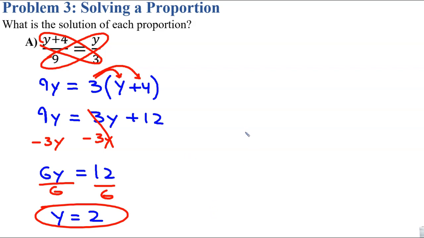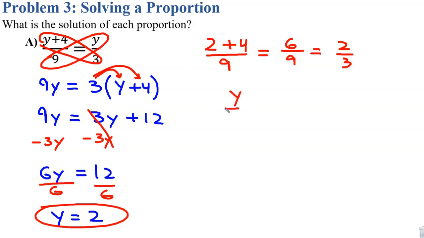Okay, I can always check and make sure that works. If I take the left side of my equation and go 2, which is the 2 I found, plus 4 over 9. Okay, so replacing the y with a 2, that's going to give me a 6 over 9, which reduces down to 2/3. On the right side, if I replace the y with a 2, I get just 2/3. So yeah, y over 3 is the same as 2 over 3. Yet we get that same 2/3. Okay, so I know I found the correct solution.